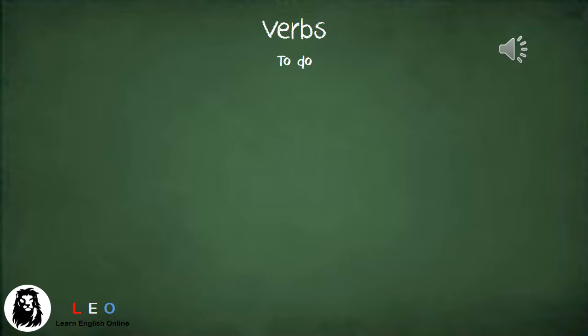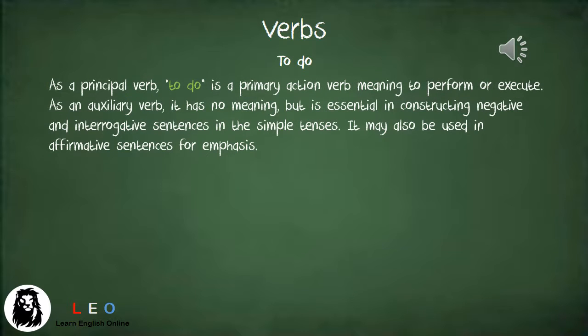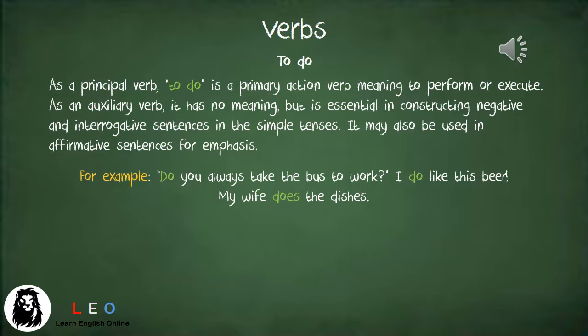Let's review the verb to do. As a principal verb, to do is a primary action verb meaning to perform or execute. As an auxiliary verb, it has no meaning, but is essential in constructing negative and interrogative sentences in the simple tenses. It may also be used in affirmative sentences for emphasis. For example, do you always take the bus to work? I do like this beer. My wife does the dishes, and the conjugation is.